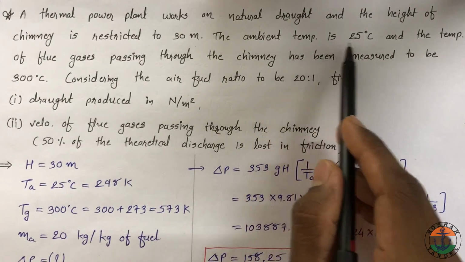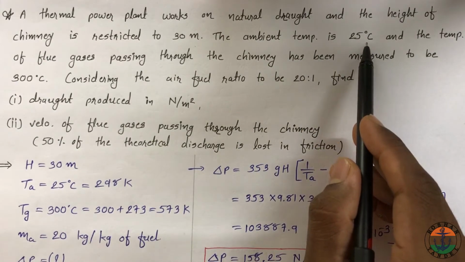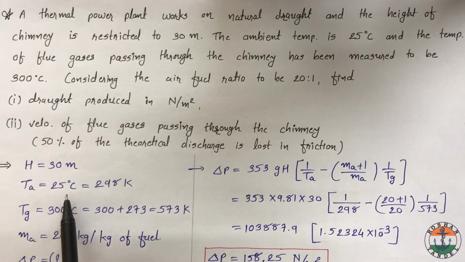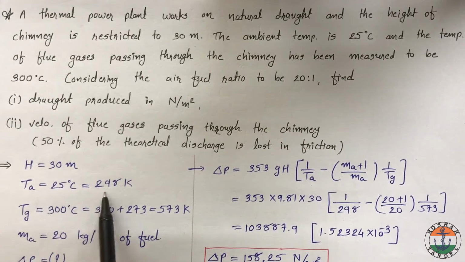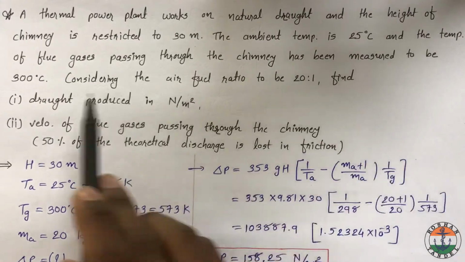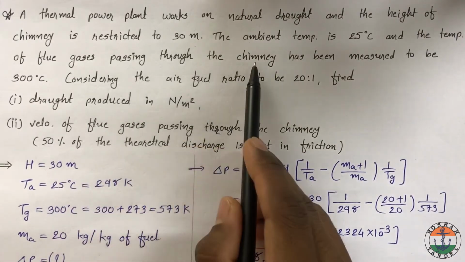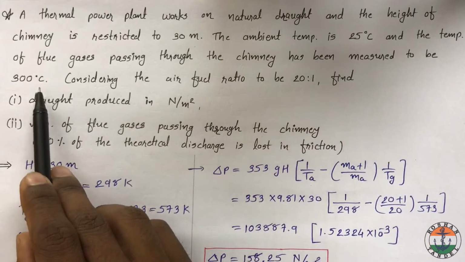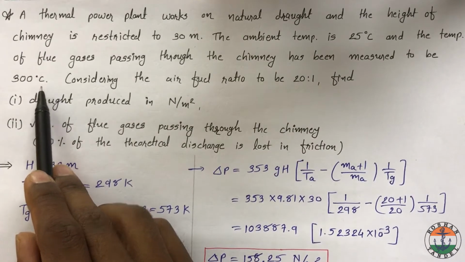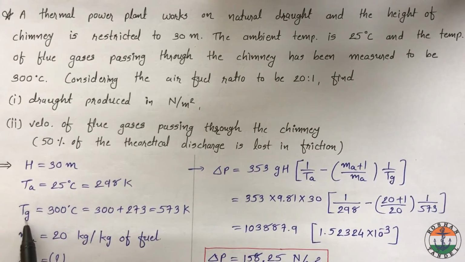Ambient air temperature is 25 degrees Celsius. TA is equal to 25 degrees Celsius. Convert this TA in Kelvin. Temperature of flue gases passing through the chimney has been measured to be 300 degrees Celsius. So, Tg will become 573 Kelvin.